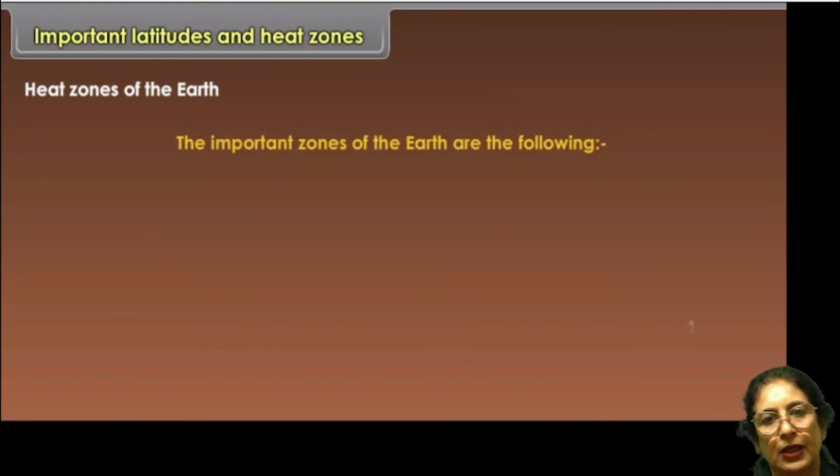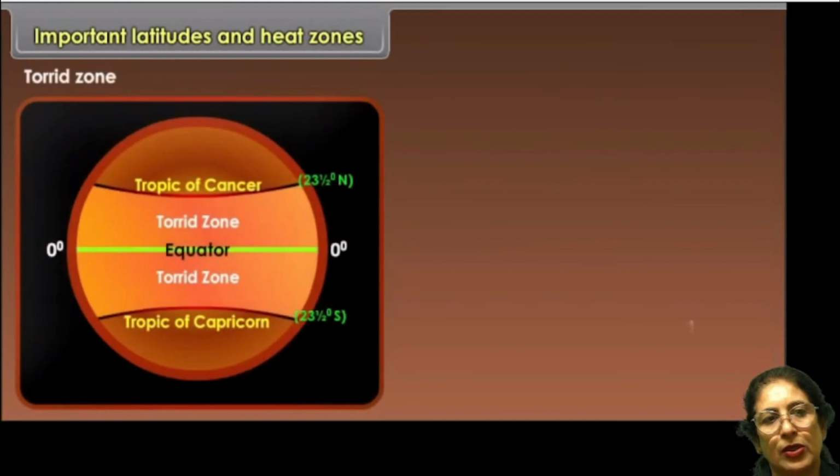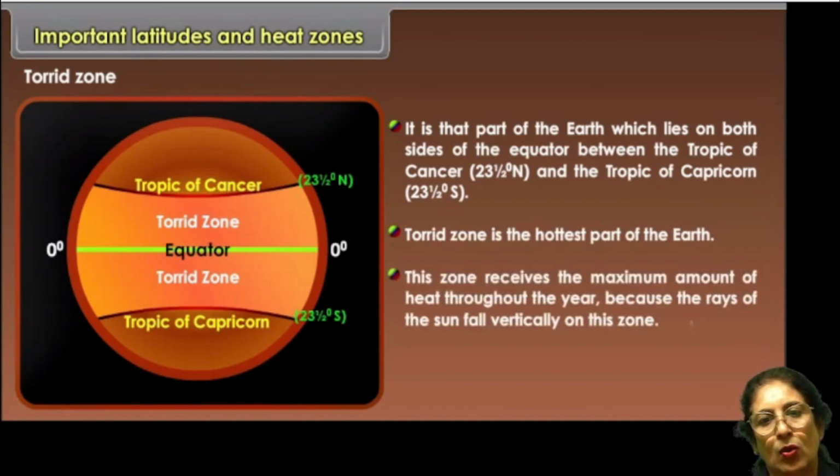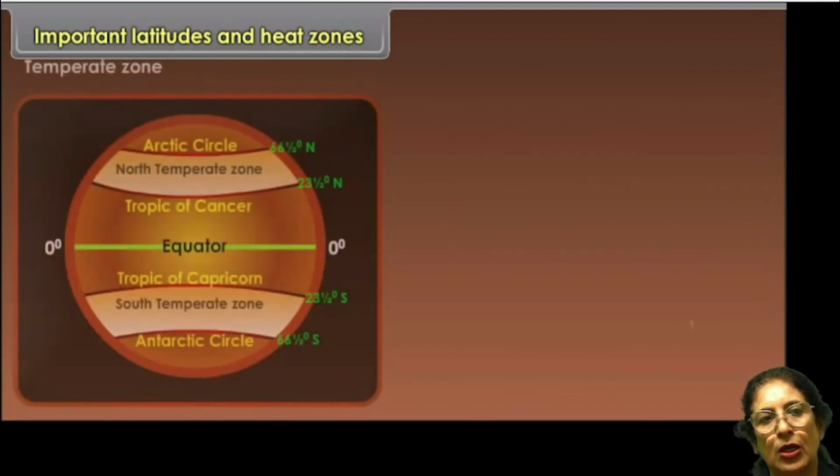The important zones of the earth are the following: torrid zone, temperate zone, frigid zone. Torrid zone is that part of the earth which lies on both sides of the equator between the Tropic of Cancer and Tropic of Capricorn at 23.5 degrees south. It is the hottest part of the earth.